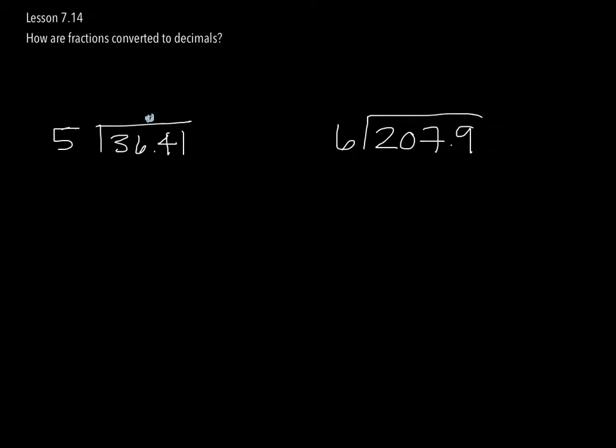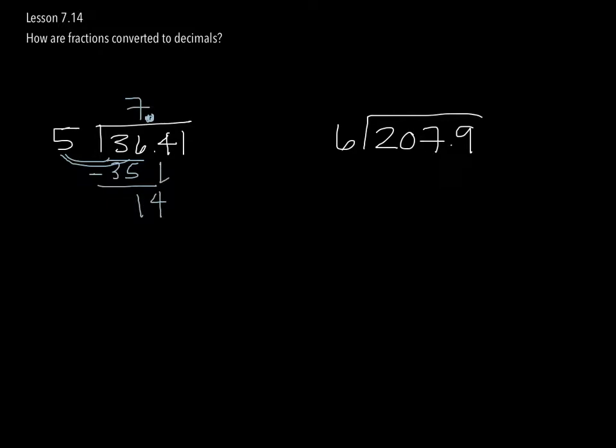All right, so how many 5s into 3? That's a 0. How many 5s into 36? Looking at that whole number now, that's going to be 7. Put answer on top, multiply. 7 times 5 is 35. Put answer on the bottom. Then I'm going to subtract. I got 1, and now I'm going to bring down my 4.